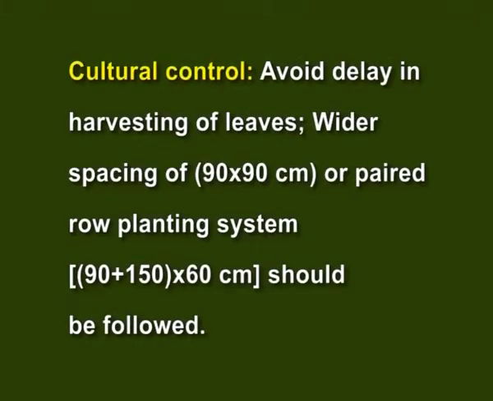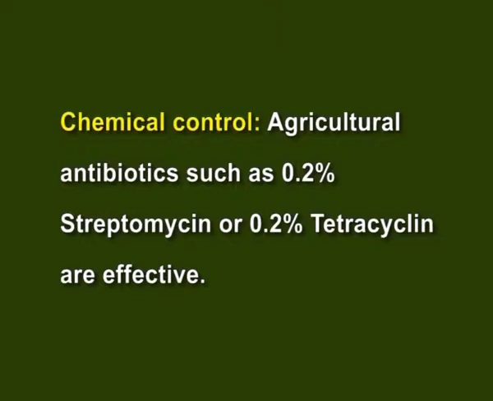Management. Cultural control. Avoid delay in harvesting of leaves. Wider spacing of 90 by 90 cm or paired row planting system of 90 plus 150 into 60 cm should be followed. Chemical control. Agricultural antibiotics such as 0.2% streptomycin or 0.2% tetracycline are effective.